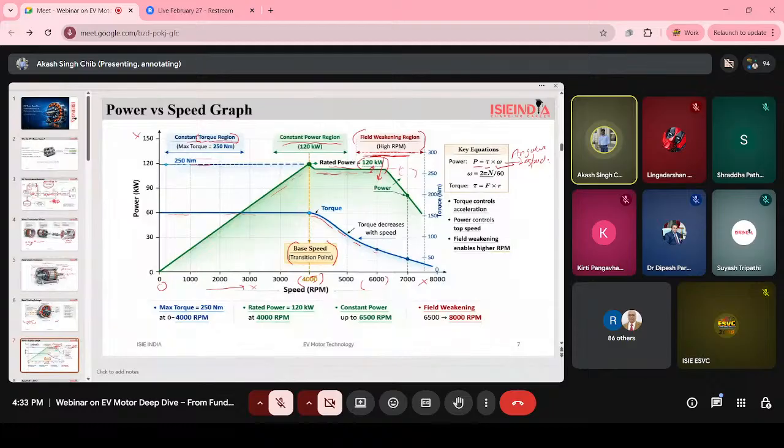Suppose we are getting a torque of 200 Newton meter. Here we are getting a torque of 250 Newton meter. But let's suppose we are getting a torque of 200 Newton meter at 5000 RPM.